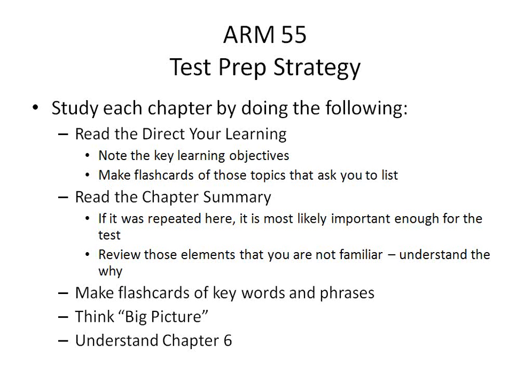As I said at the beginning, how you want to study, what I recommend, is to study each chapter by reading the direct your learning, so the objectives at the beginning of the chapter. Make flashcards of those topics that ask you to list things. So anything that's in a list form, like the COPE, when it says there are 5 of these things or 4 of these things are essential elements. Anything that's typically in a list that's an element of another thing, those are the types of things that you probably want to try to memorize, and you'll see that as we go through.